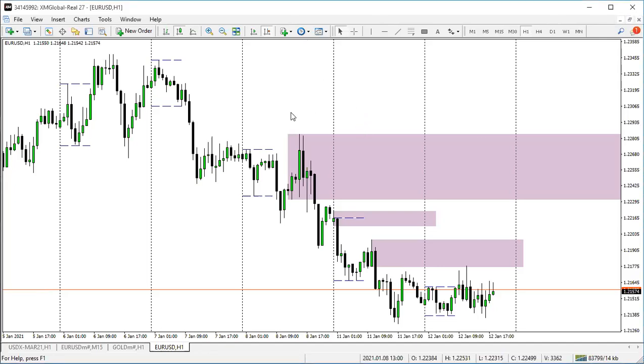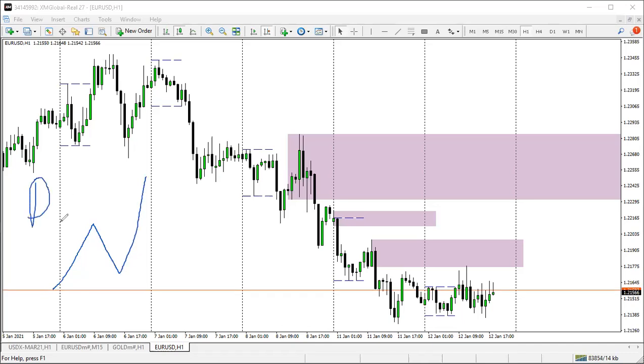Do you always mark the order blocks on all time frames in different colors, or do you only use 1 hour or 4 hour? No. For example, if we have a higher high and a higher low and a higher high on daily, I will mark the daily order block, which is here.